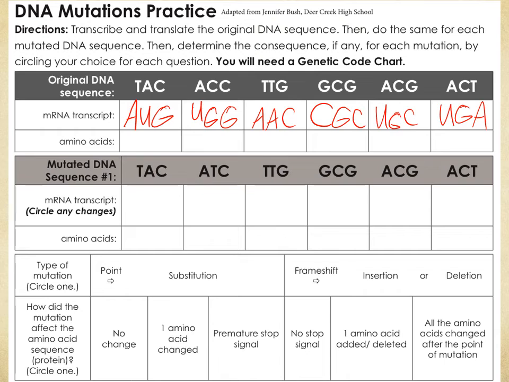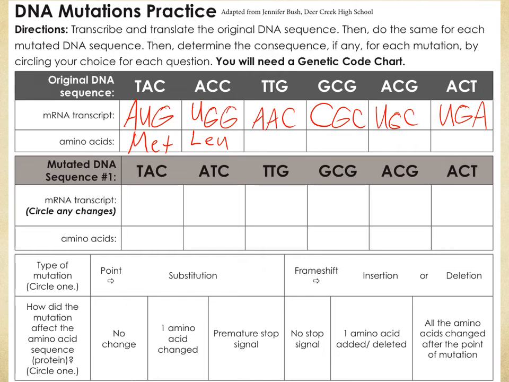Now for the amino acids, we've got to see what would actually be produced by the ribosome. So for that, I'm going to go to my chart. And AUG is something we saw the other day. That was actually the start codon, which is methionine. That's always the first one in line. UGG, I have to look this up. UGG is going to give us leucine, LEU.